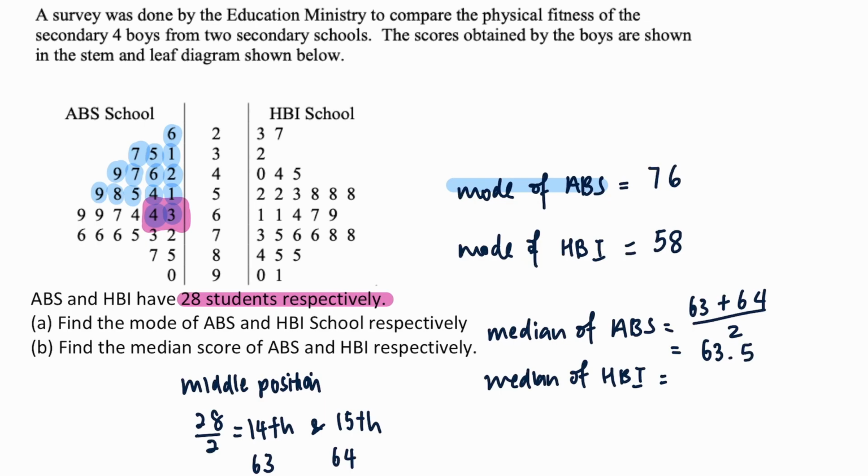We're going to do the same thing for our HBI. So we have 1, 2, 3, 4, 5, 6, 7, 8, 9, 10, 11, 12, 13, 14, and 15. You can see that for HBI, the 14th position is 61, whereas the 15th position is 64. We add the two values up and divide by 2, and we'll get 62.5. So this is how we find mode, mean, and median from the given data.